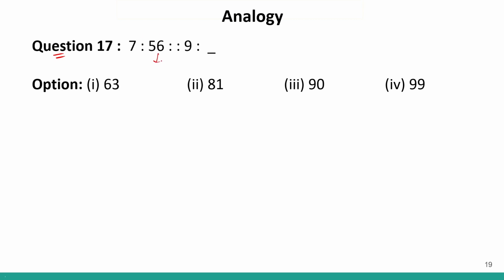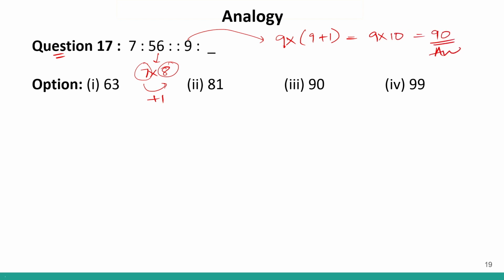So 56 can be written as 7 into 8. Right? And what is the relationship between 7 and 8? This is plus 1. So next will be 9 into 9 plus 1. That means 9 into 10, which is equal to 90. This will be my answer. 90 will be my answer, which is given in option number 3. Okay? Option number 3 is the correct answer to this question.